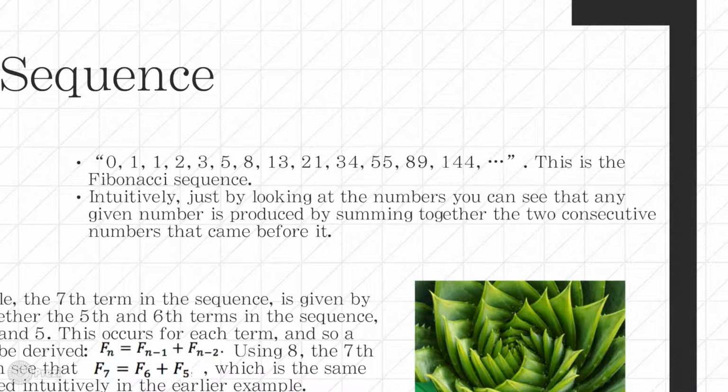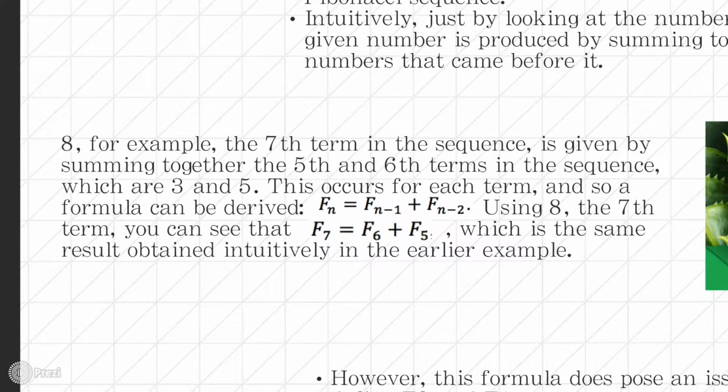Intuitively, just by looking at the numbers, you can see that any given number is produced by summing together the two consecutive numbers that came before it. 8, for example, the 7th term in the sequence, is given by summing together the 5th and the 6th terms, which are 3 and 5. This occurs for each term, and so a formula can be derived. Fn equals Fn minus 1 plus Fn minus 2.